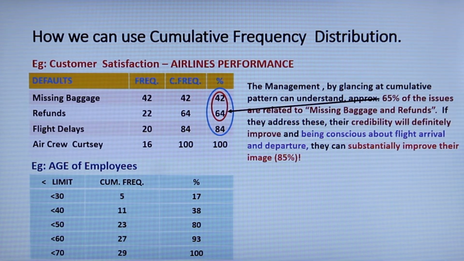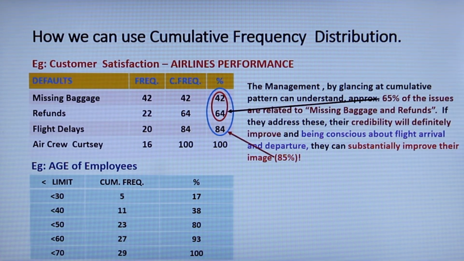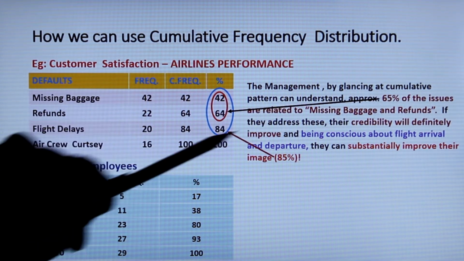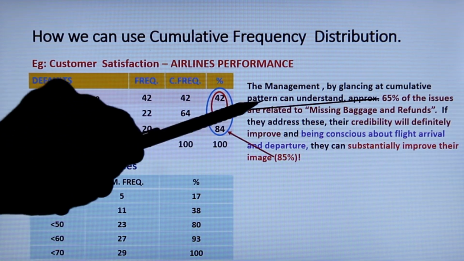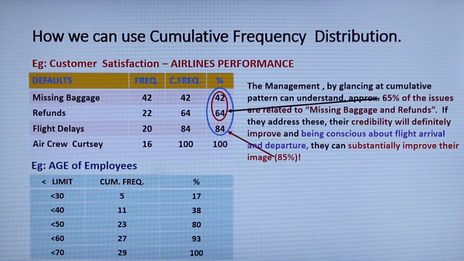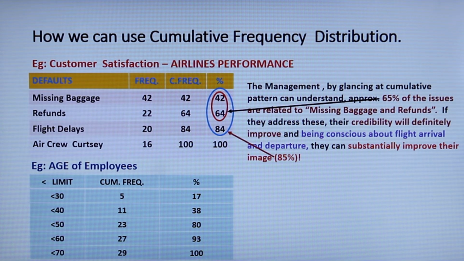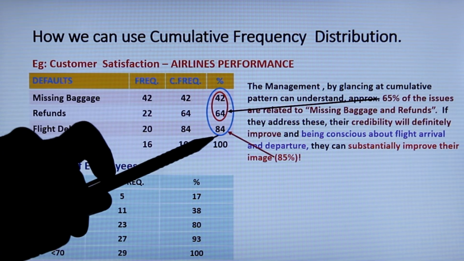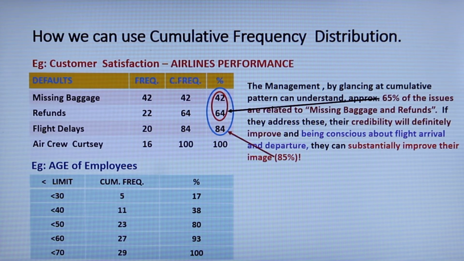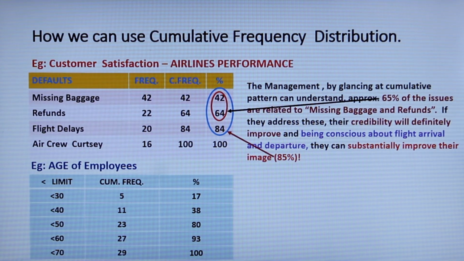Just by glancing at the cumulative frequency distribution, the management can understand that about 65% of the issues are related to missing baggage and refund. If they are able to address these issues, they will definitely improve their credibility. And just by being conscious about flight arrivals and departures and the delays, you can substantially improve it so that 85% of the issues are addressed. So this is the way you understand using a cumulative frequency distribution.